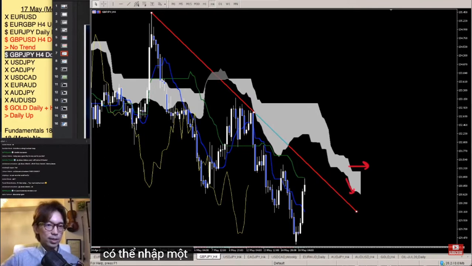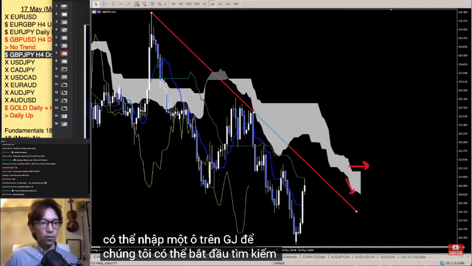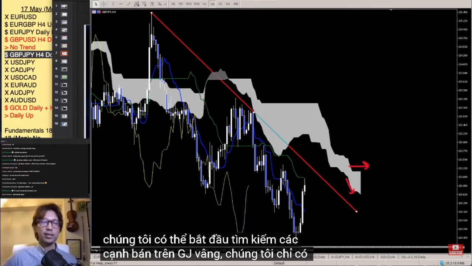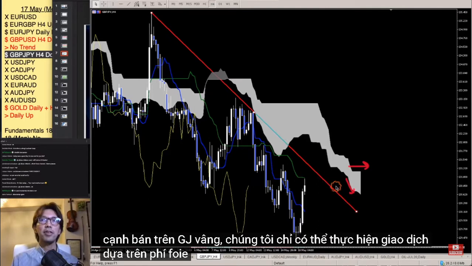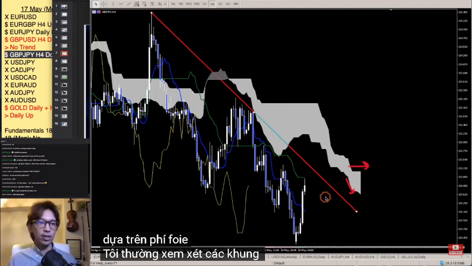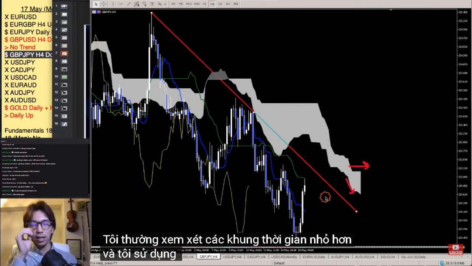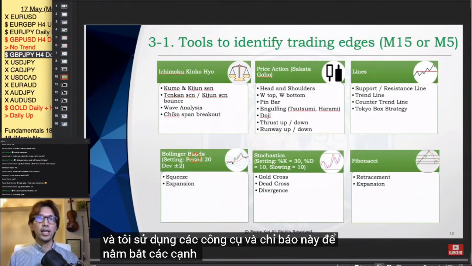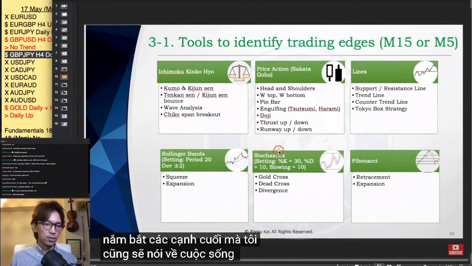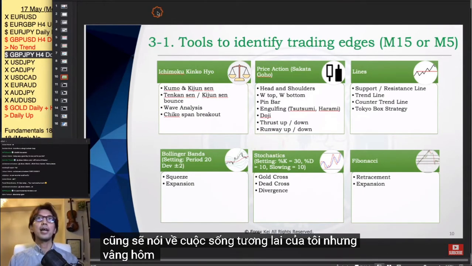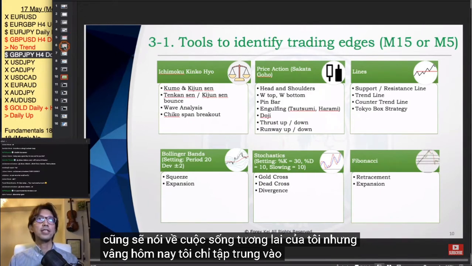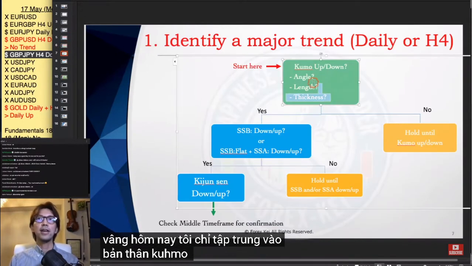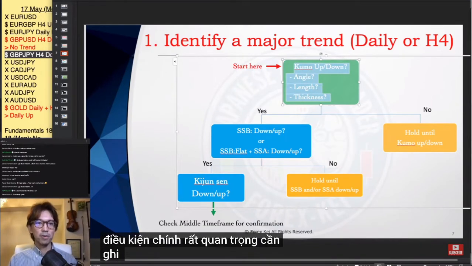Okay, so we can enter a sell on GJ. So we can start to look for the selling edges on GJ. We can already take trade based on the 4-hour chart. I usually look at the smaller time frames, and I use these tools and indicators to capture the trading edges, which I will also talk about in my future lives. But today I am just focusing on this Kumo itself, because this is the primary condition. That's very important to remember first.